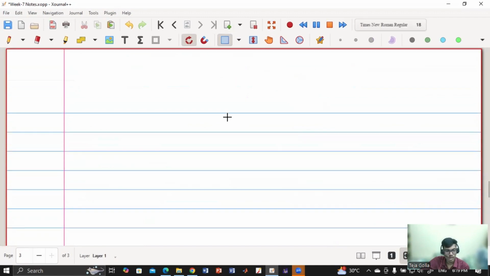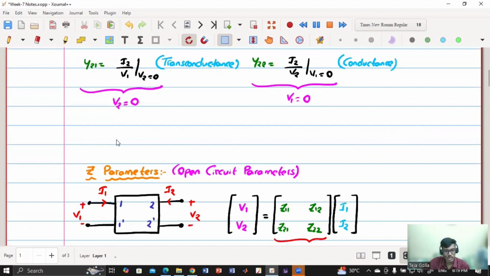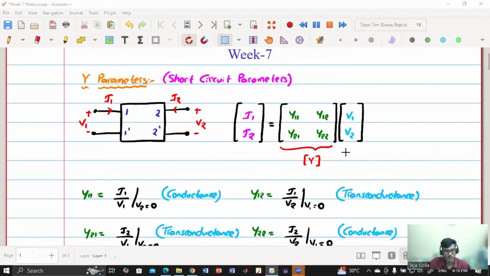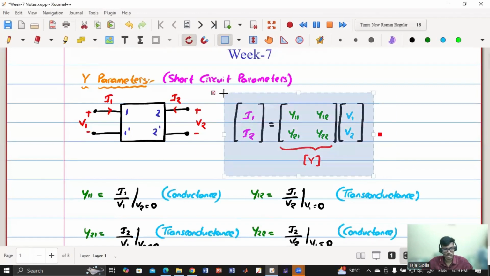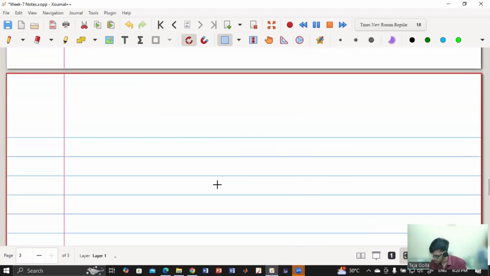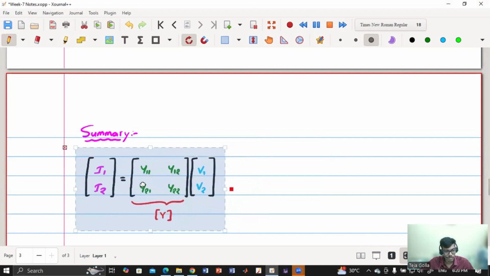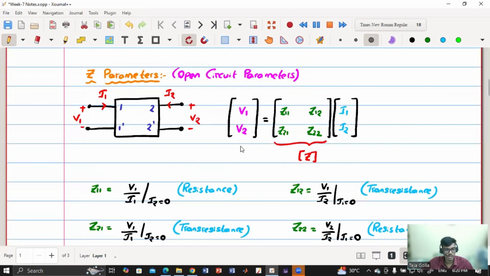So now let me just summarize this entire thing. First I have Y parameters. So I'll write everything at one place. So this is like a summary. So this will be our Y parameters. And similarly, let me take the Z parameters.